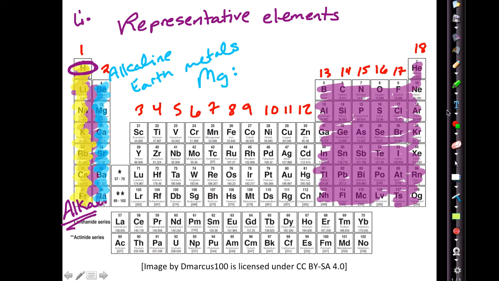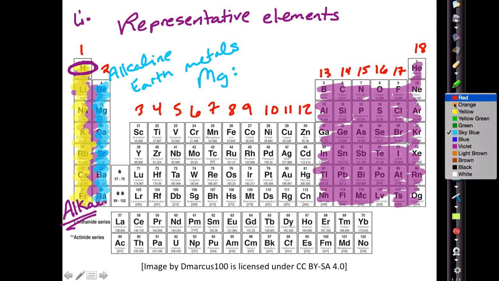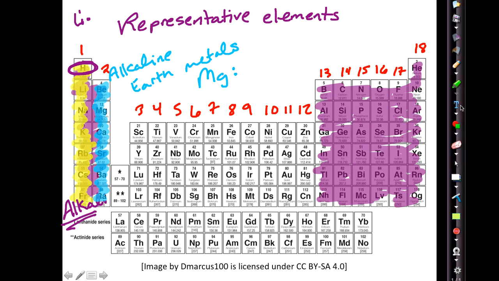The next group we're going to take a look at, we're going to skip all the way over to group 17 on the periodic table. So let's pick another color here. Go with orange, group 17. This group I'm going to leave astatine out because we talked about astatine earlier.